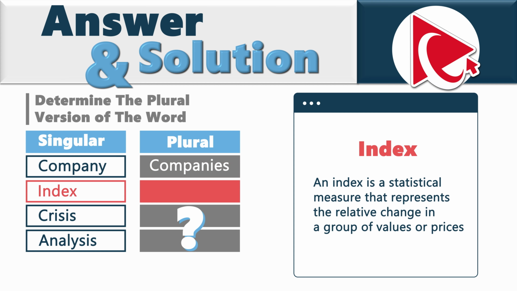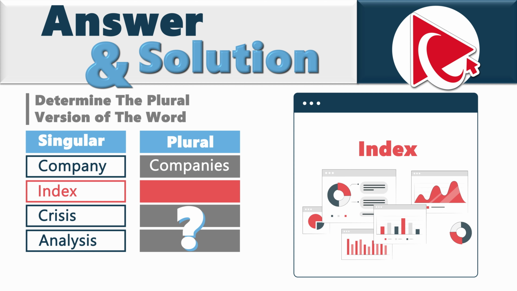Index is a statistical measure that represents the relative change in a group of values or prices. The plural version for indexes is spelled as INDICES and is pronounced as indices.